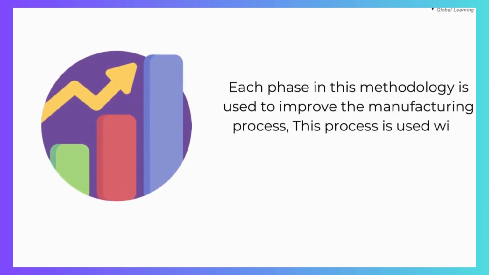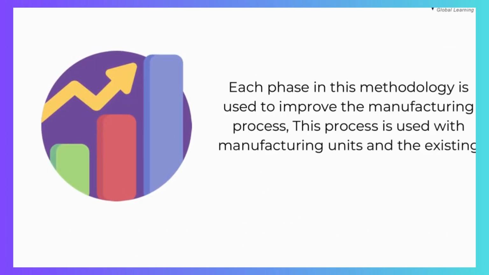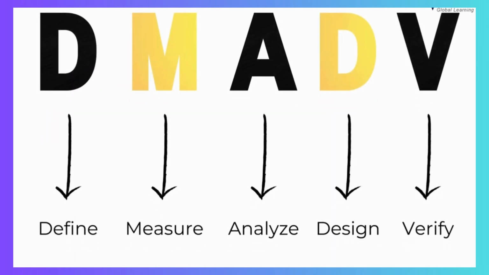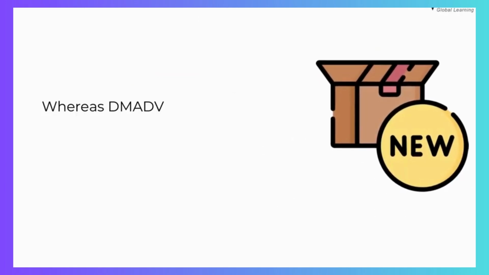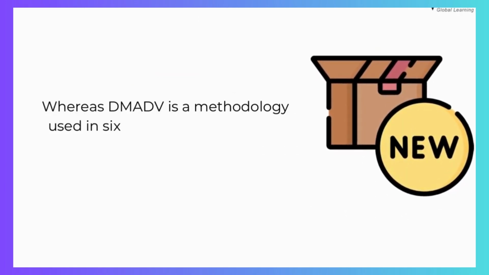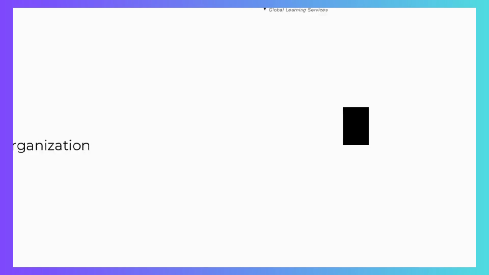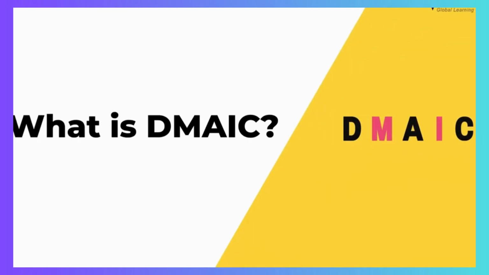This process is used with manufacturing units and the existing products. DMADV stands for define, measure, analyze, design, verify. DMADV is a methodology used in Six Sigma to design a new product in an organization. Till now, we have seen the methodologies in Six Sigma. Now, let us start with DMAIC in detail.